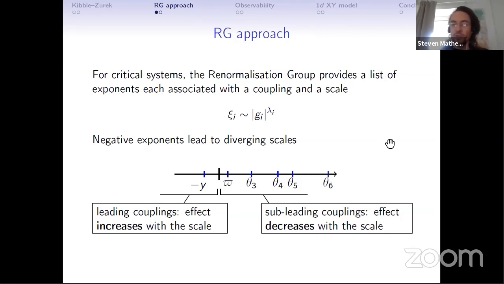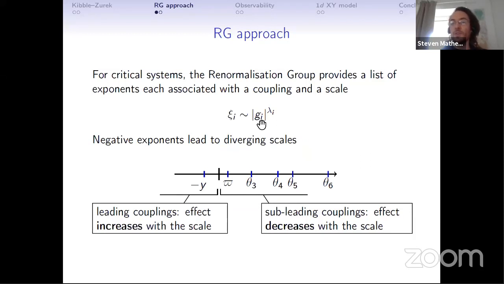I'd just like to point out a few elements, and you can ask for details later on. So when we're interested in a critical system, the RG basically finds fixed points and enables us to compute the critical exponents. So it provides us with a set of exponents together with couplings, and putting everything together, the g_i are the couplings and lambda_i are the exponents, we can produce scales.